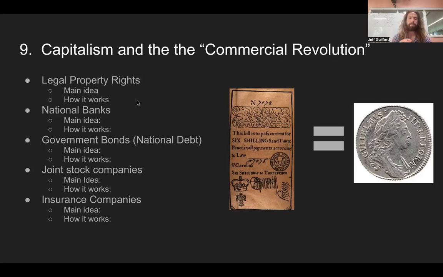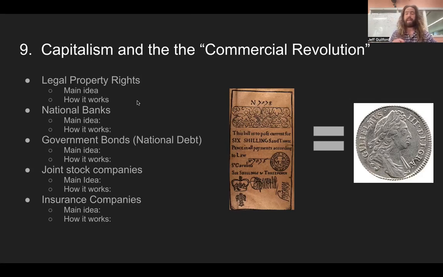Second, Britain and the Netherlands both develop national banks. These are government-backed banks in which the government guarantees the security of any money that you deposit in them. This is important for a couple of reasons. First, it creates a safe place for rich people to store their wealth. So it becomes possible to accrue massive fortunes, and you don't have to worry about them getting stolen or destroyed.